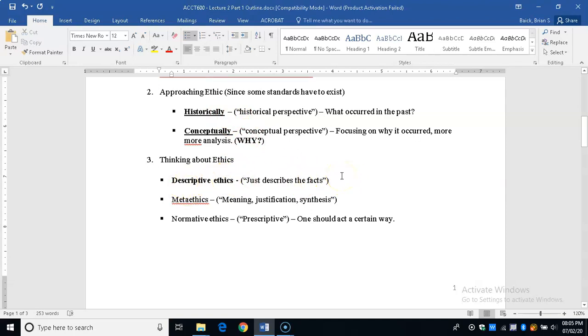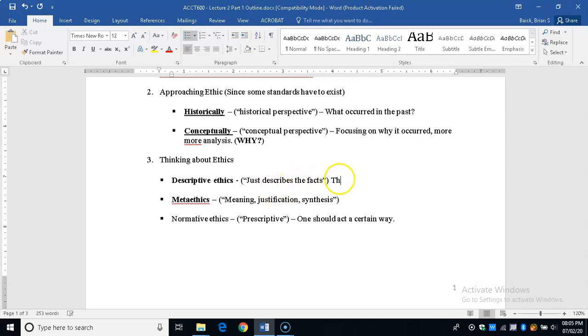I'm not trying to understand why it's red. I'm just explaining that it is red. I'm just telling you what I see. If you go a step further, we can talk about metaethics. Metaethics is this notion of why do people think a certain way.